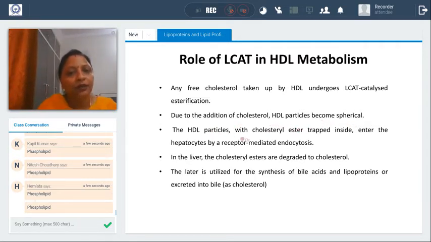The SDL particle with cholesterol ester trapped inside enters the hepatocyte by receptor-mediated endocytosis. In the liver, the cholesterol esters are degraded to cholesterol, and the latter is utilized for the synthesis of bile acids and lipoproteins or excreted into bile.